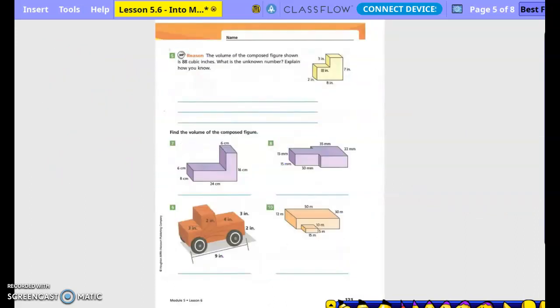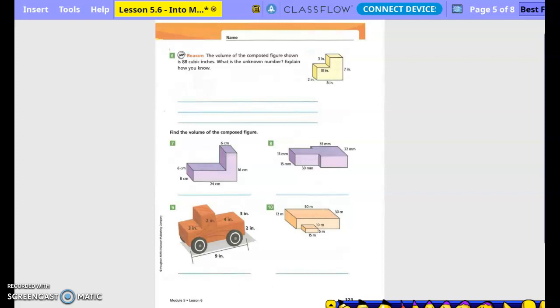All right, number 6, the volume of the figure shown is 88 cubic inches. What is the unknown number? Explain how you know. Okay, so 8 goes all the way across, right? Okay, but first of all, we need to figure out what our different parts are, right? Okay, because we're gonna have to find that missing number.